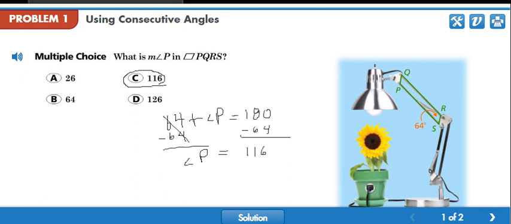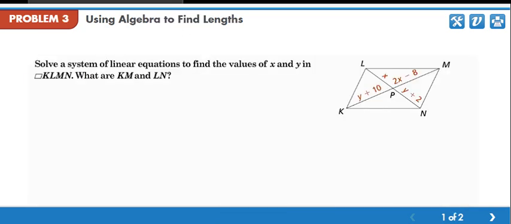So the biggest thing is if they are on opposite sides, they're congruent. If they are on the same side of a parallelogram, whether that's P and Q, P and S, or Q and R, those are consecutive angles. Consecutive angles are supplementary. Okay. Alright, so we got this problem right here.